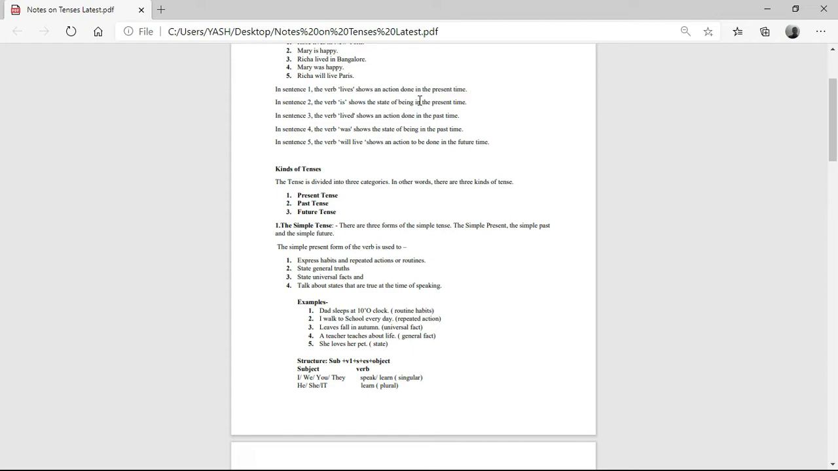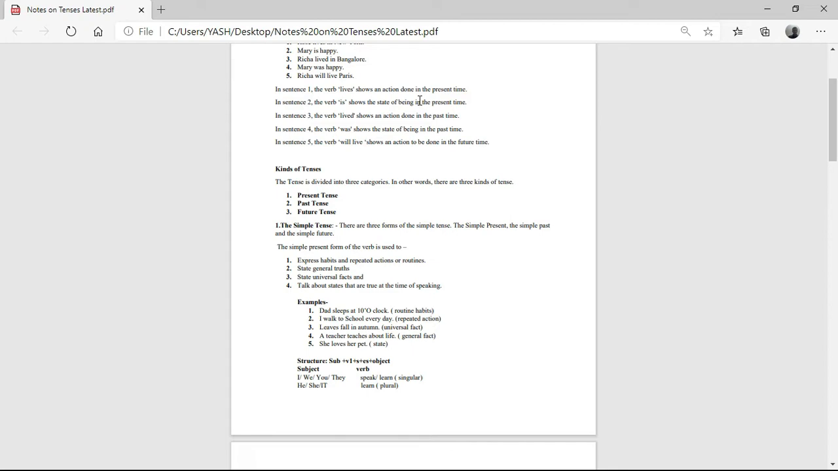So now, as I have just said earlier, what are tenses? In grammar, to show the time of an event or action, we use tense. So what is a tense? Tense is a form of verb which shows the time of an action or state of being. Now, our next subheading is kinds of tenses. We can say tense is divided into three categories, or in other words, we have got three kinds of tenses.